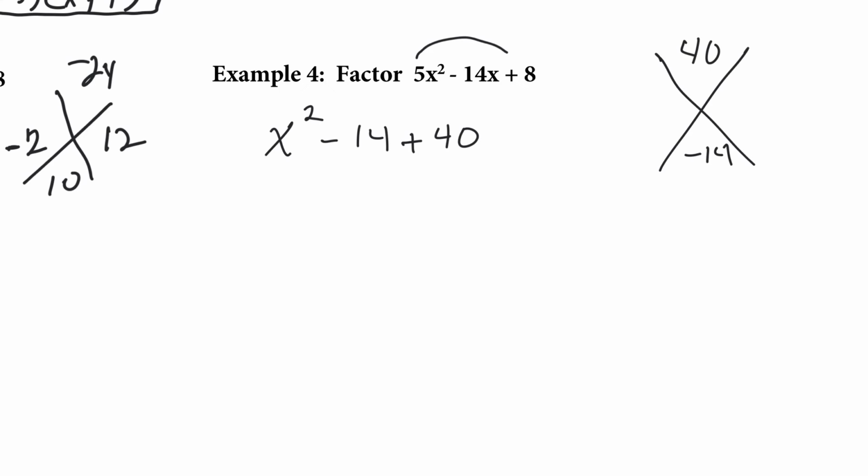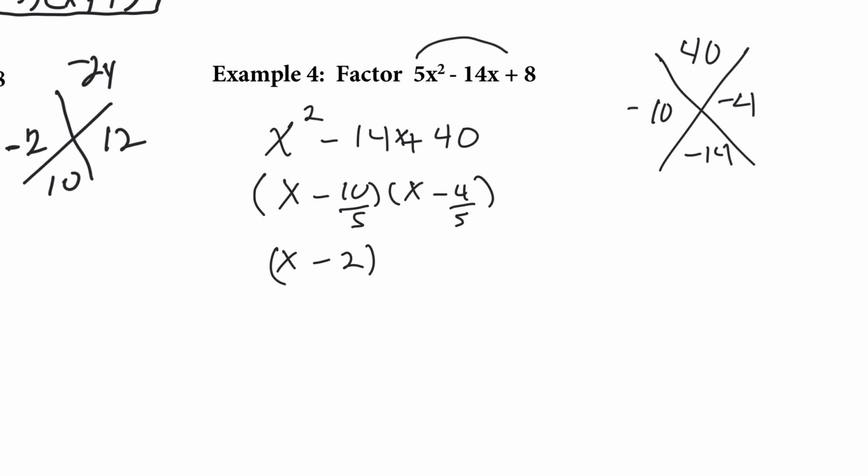We have 8 times 5. We have 10 times 4. They both have to be negative. So negative 10 times negative 4 gives you positive 40. So the factors are x minus 10 and x minus 4. Next, we divide by 5. x minus 2, and this is 5x minus 4.